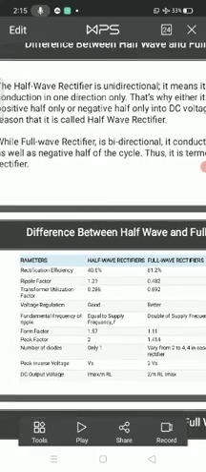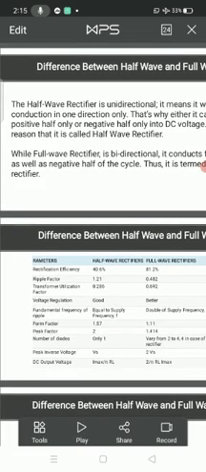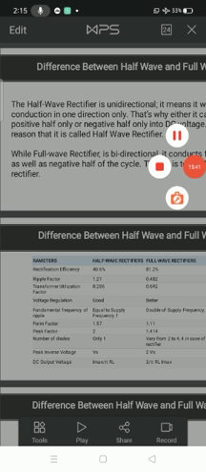So these are the full wave and half wave rectifier comparisons. Okay, thank you.